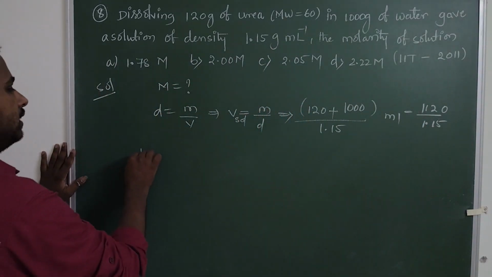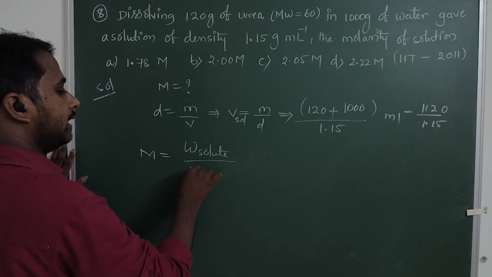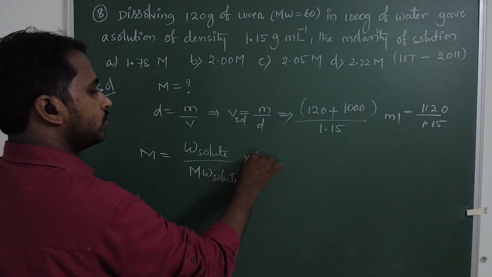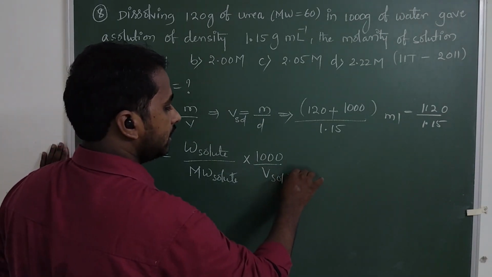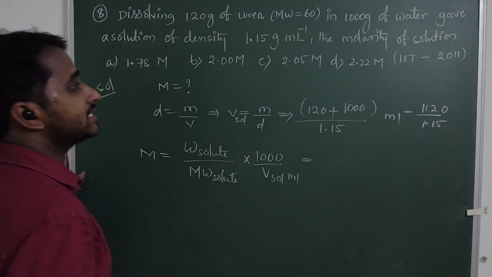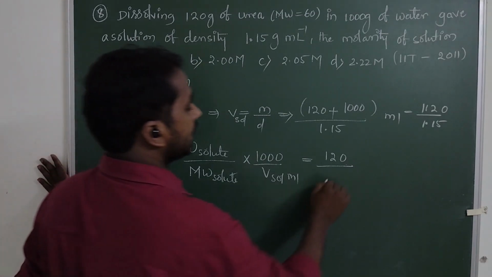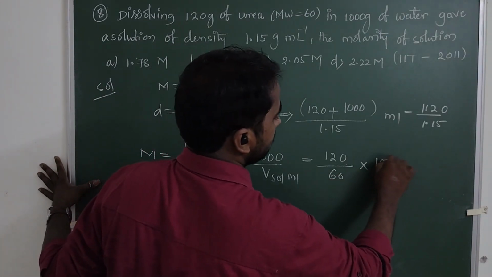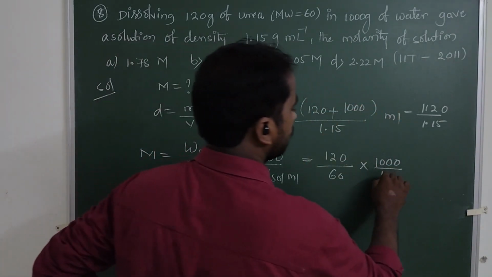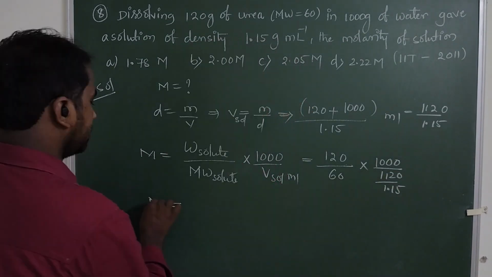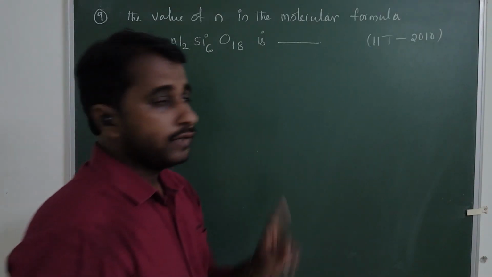Now molarity, capital M, is equal to the weight of the solute by the molecular weight of the solute, into 1000 by V, the volume of the solution in ml. The solute is urea, 120 grams, and the molecular weight of urea is 60, into 1000 by the volume of the solution, which is 1120 by 1.15. Capital M is equal to 0.25 molar. So the answer is C.